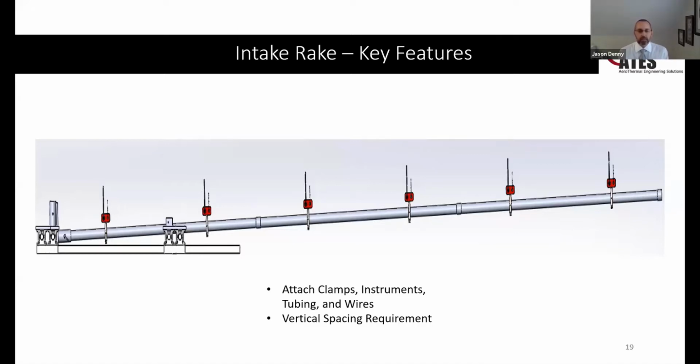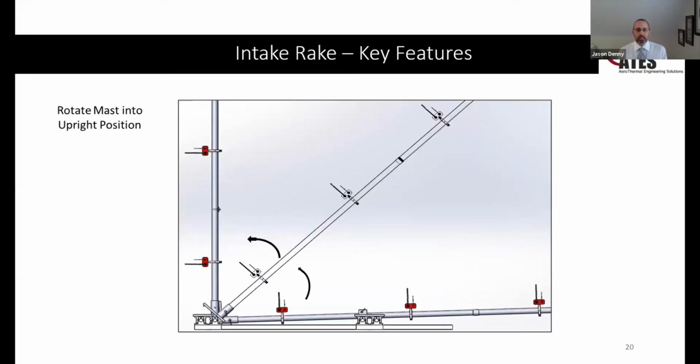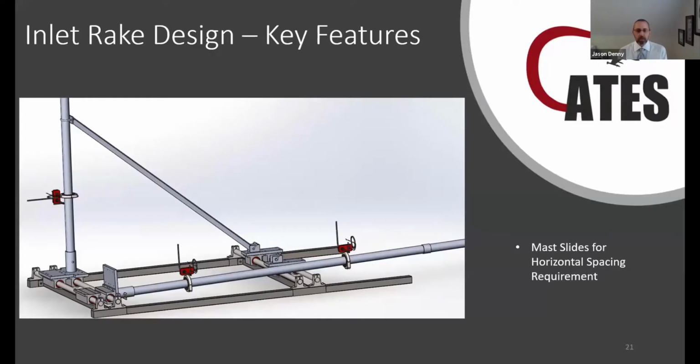And then after the next slide. The last key feature of our design was the masts are able to slide horizontally to the left and to the right. And this allowed us to cover and meet the requirement for our horizontal spacing, which was 3 feet to 5 feet. And next slide.